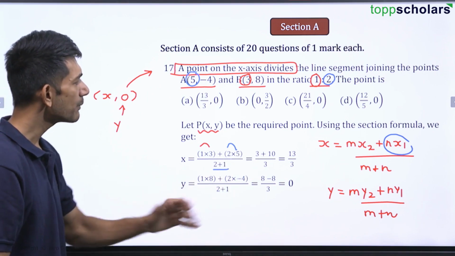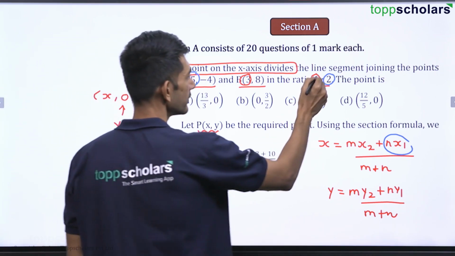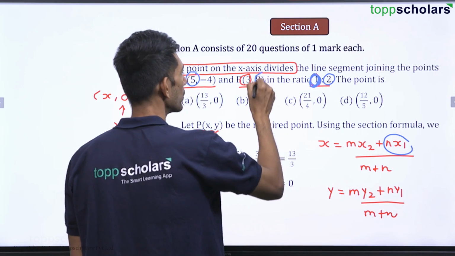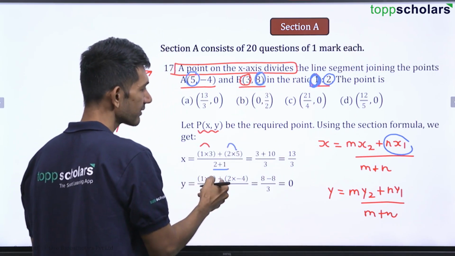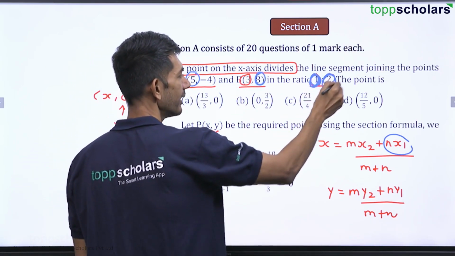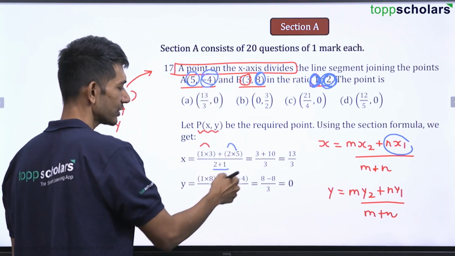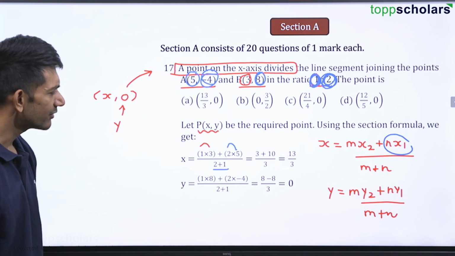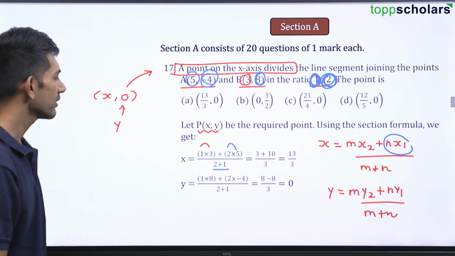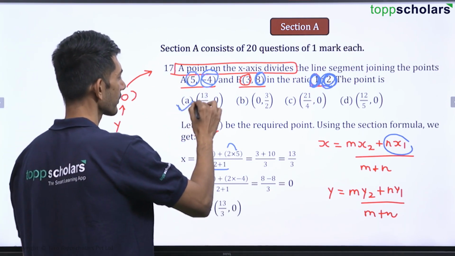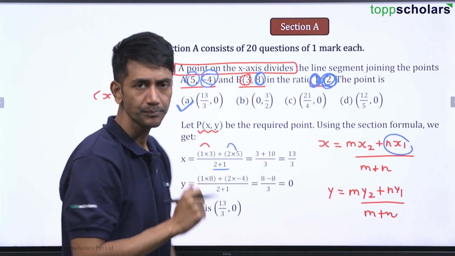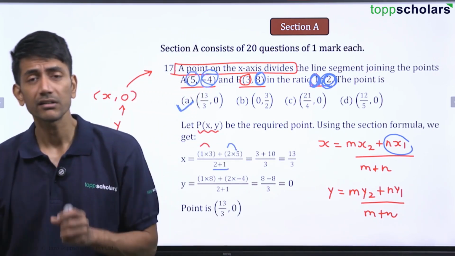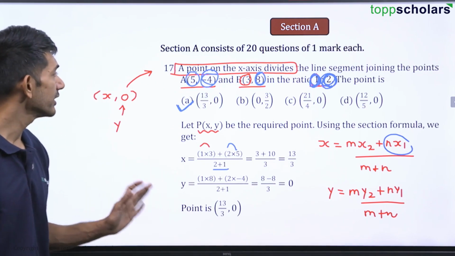Same is with this my2, that is 1 into 8 plus ny1, that is 2 into minus 4, by 2 plus 1. That gives you 8 minus 8 by 3, that is 0. So 13 by 3 comma 0 is the final answer. So option A is the correct option. Clear, easy, simple. I hope this is clear to all of you.